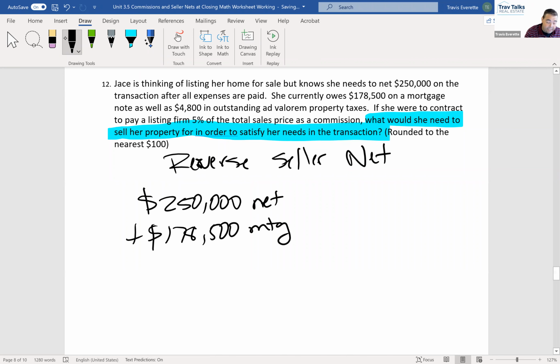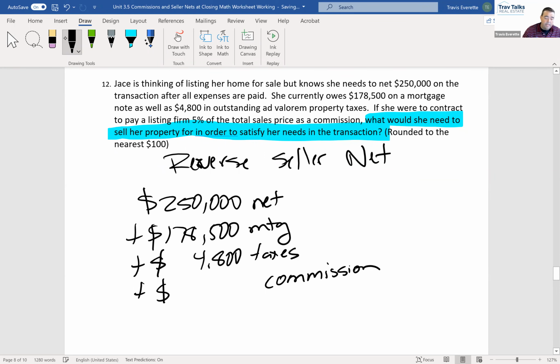And she needs to pay off the $4,800 in taxes. Plus, she needs to pay something in commission. And if you were able to add all that up, you would know what she needs to sell the property for. The problem is that commission one. This one down here at the bottom is a problem for us.